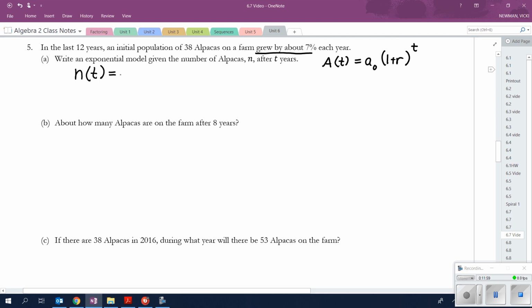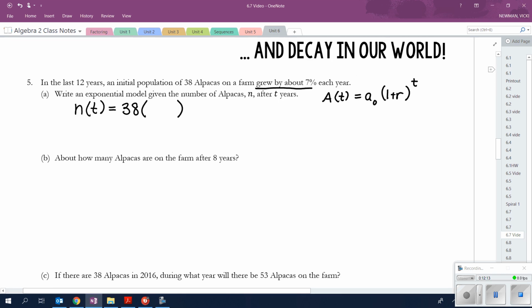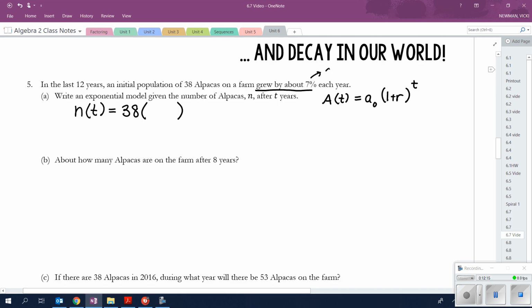What's our initial population of alpacas? 38. Then in parentheses, 1 plus, how do we rewrite 7%? So 7% is 0.07. So when we add it to 1, we have 1.07 raised to the t. This is an exponential model, so it has variables on both sides, yes?